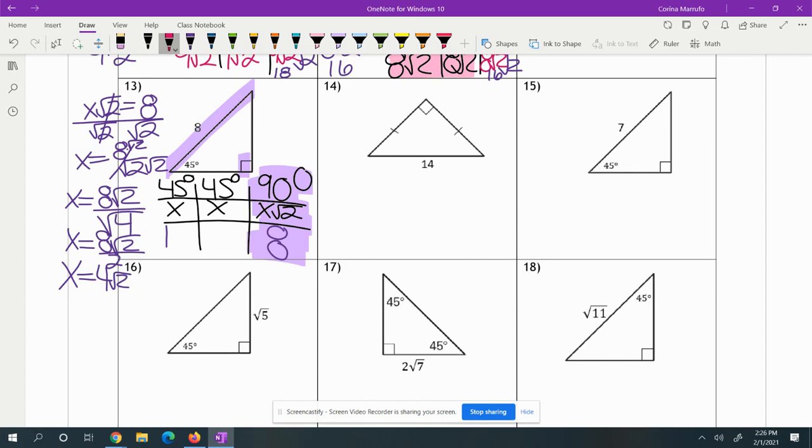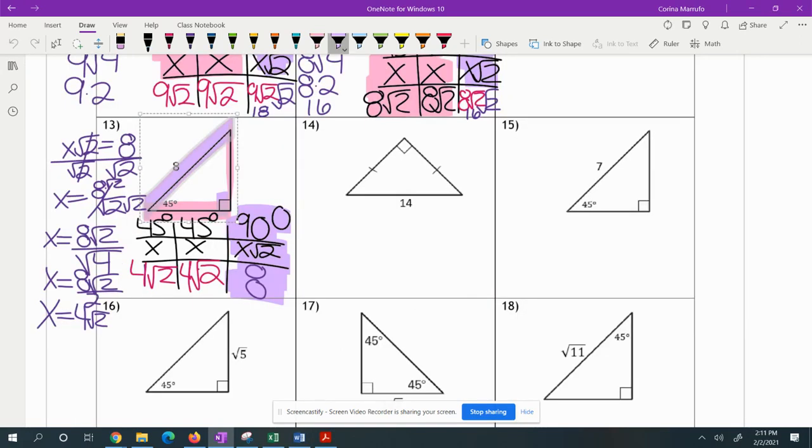So I'm going to fill it in here. 4 and the square root of 2. And that's it. Okay, so that means that these two legs are equal to 4 and the square root of 2. So they give us this is a 14. This is a hypotenuse because it's a side across of the right angle.